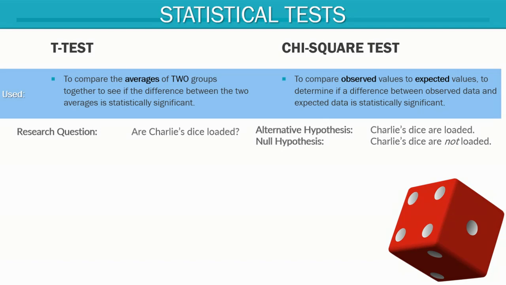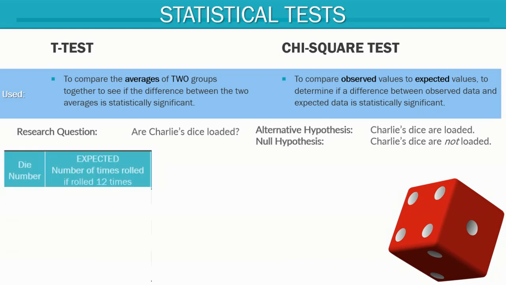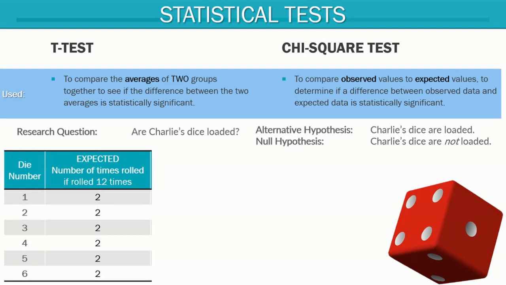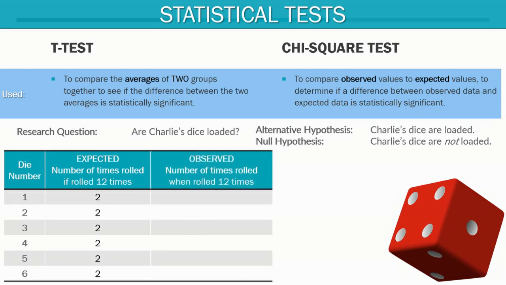So, if a die were to be rolled 12 times, then we would expect to see each number on the die to be rolled twice. These are our expected values. So next, what we do is we then have Charlie roll one die 12 times, and we record the number that Charlie rolled each time in a data table.